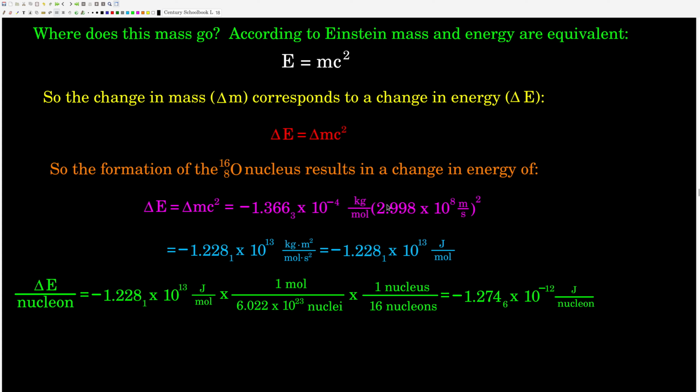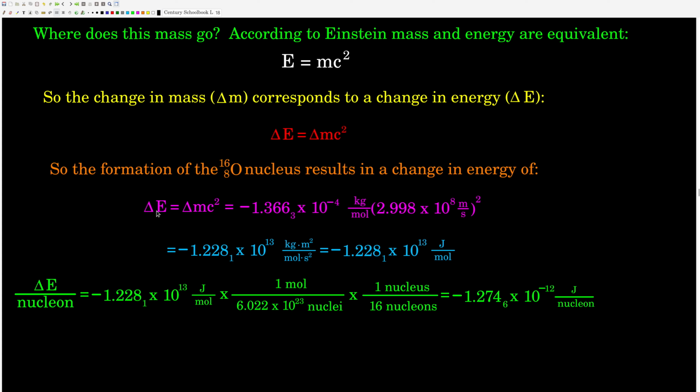Plug that in, multiply by the speed of light squared. And the reason I converted this to kilograms per mole is because if you look at the units here, we get kilograms meters squared per mole second squared. Well, remember, kilograms meters squared per second squared is joules. And so we wanted a unit of energy that we're familiar with, and that's why we're using kilograms here.